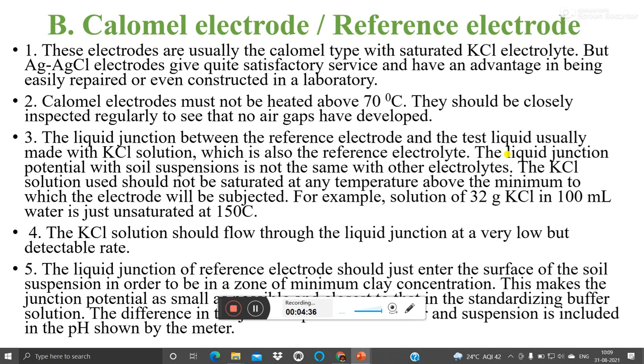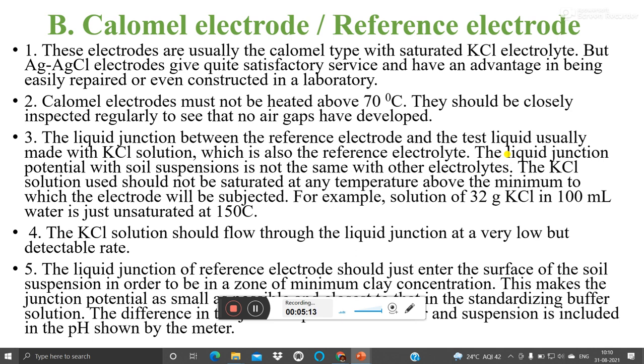The liquid junction between the reference electrode and the test liquid is usually made with KCl solution, which is also the reference electrolyte. The liquid junction potential with soil suspension is not the same with other electrolytes. The KCl solution used should not be saturated at any temperature above the minimum to which the electrode will be subjected. For example, a solution of 32 gram of KCl in 100 ml water is just unsaturated at 15 degrees Celsius. The KCl solution should flow through the liquid junction at a very low but detectable rate.